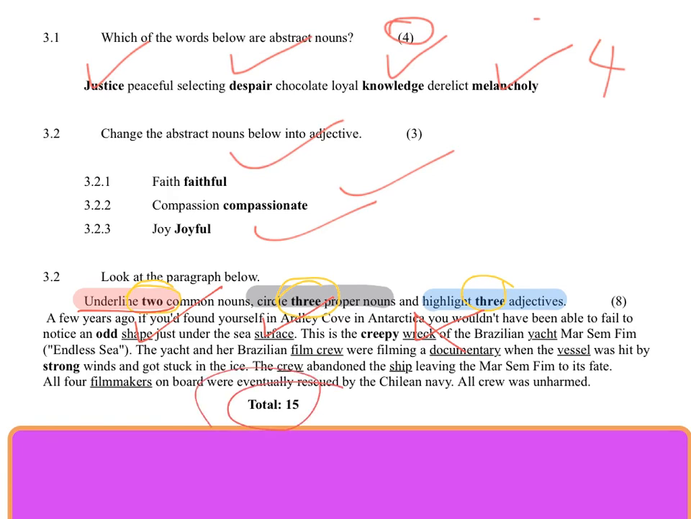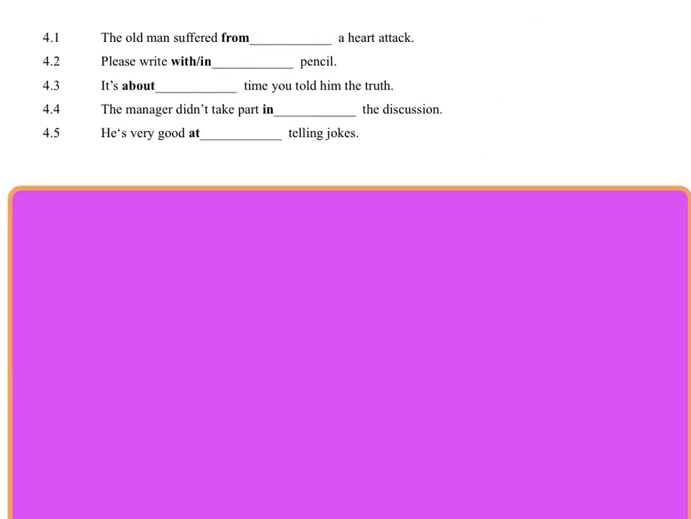So again, you'll give yourself a mark out of 15 in a circle to make it easy to mark, to add up, I mean. Then prepositions. The old man suffered from a heart attack. Either you could say write with pencil, but it is more correct to say in pencil, or you would say with a pencil. It's about time.